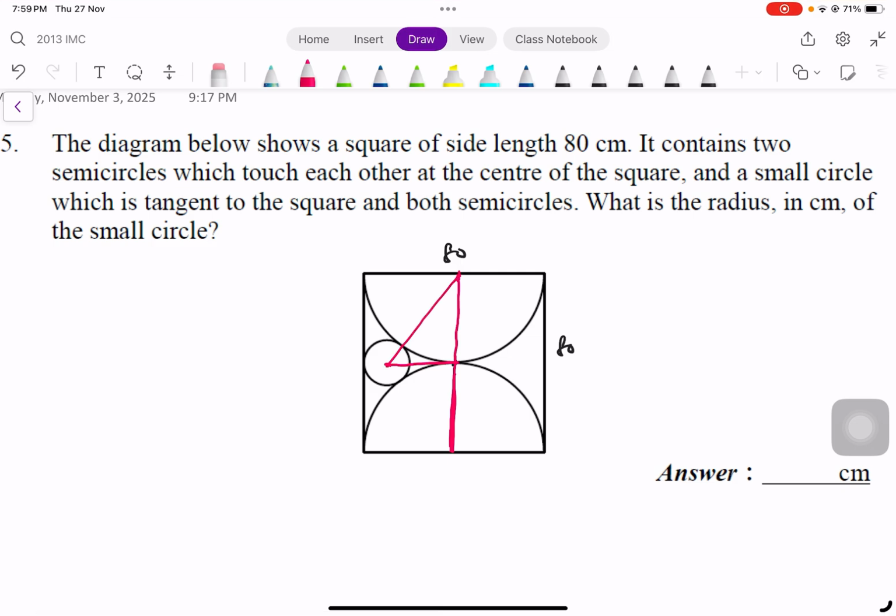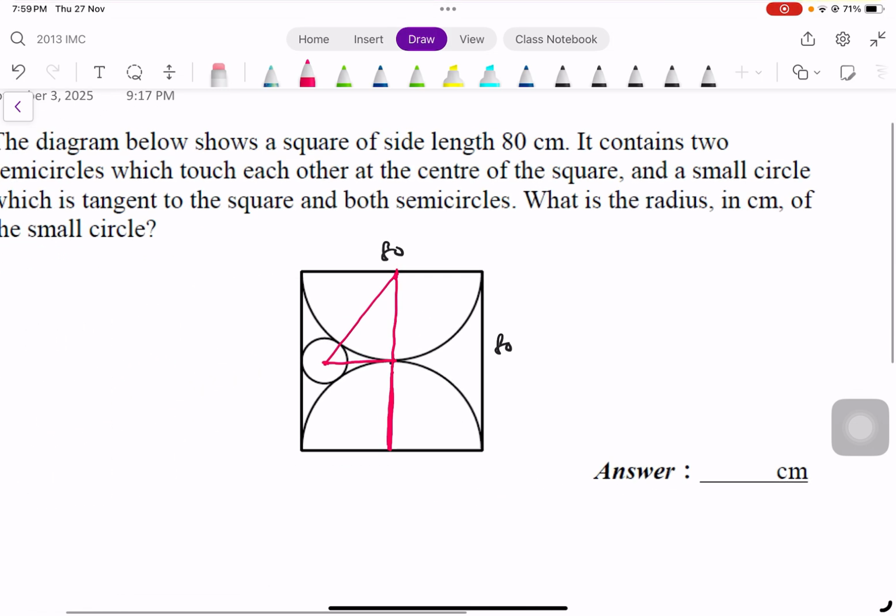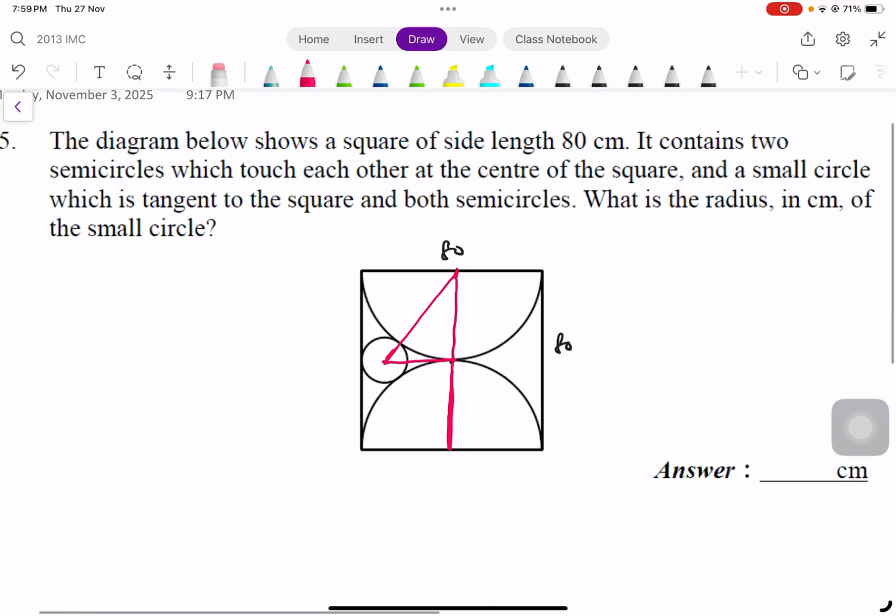Then from here, can you see that you can actually drop this? Let me let the radius of the small circle here be r. Then I extend this all the way, I call it N. Then you can also join this one to this. I call this center O. Therefore, we know that ON is actually equal to 40 cm, right?